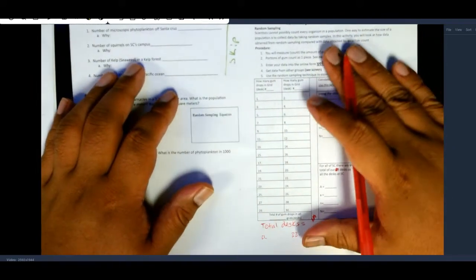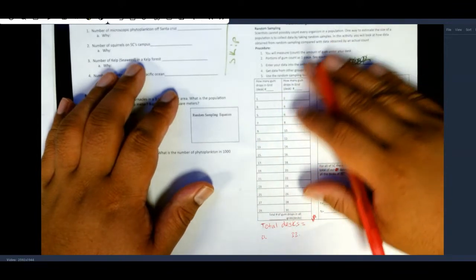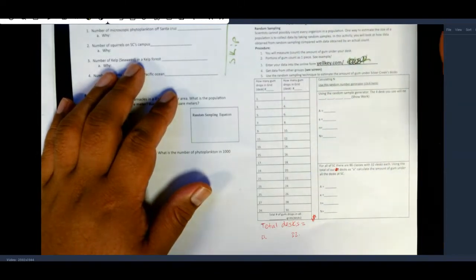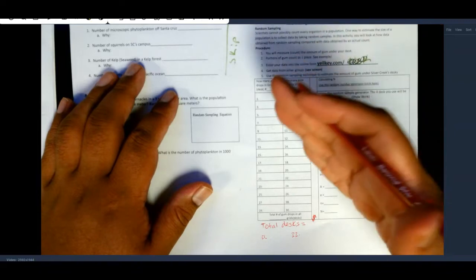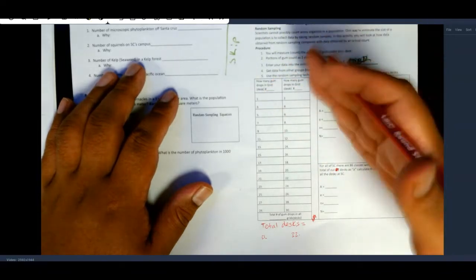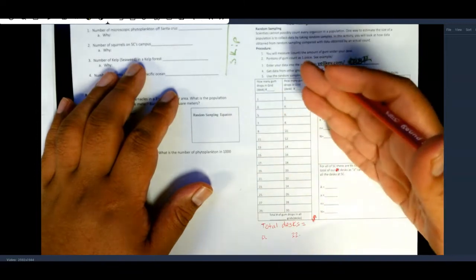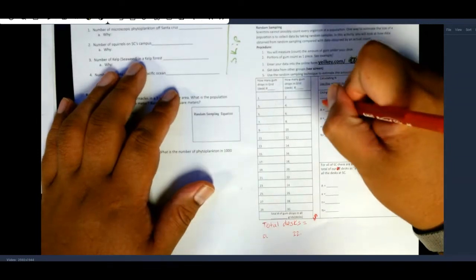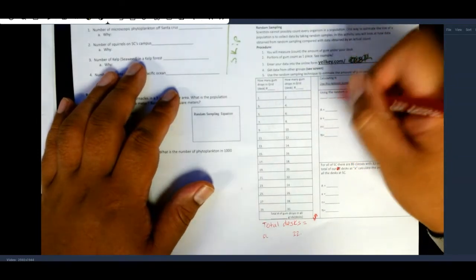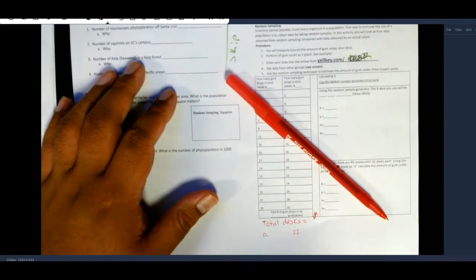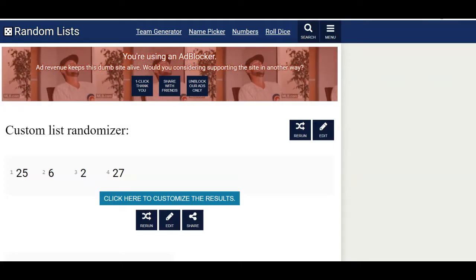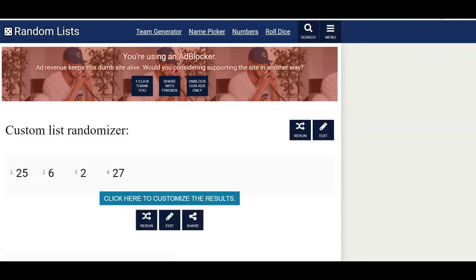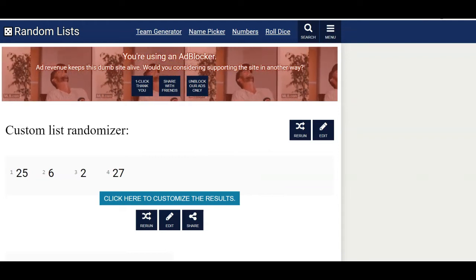Now, please don't write these numbers down because you had different numbers than I do. Even between periods, we had different numbers because we were sampling a different number of desks and had different gum counts. So this is just a sample. For example, if I was a student in 5th period and my randomly generated desks were, I'm going to write down desk 25, 6, 2, and 27.